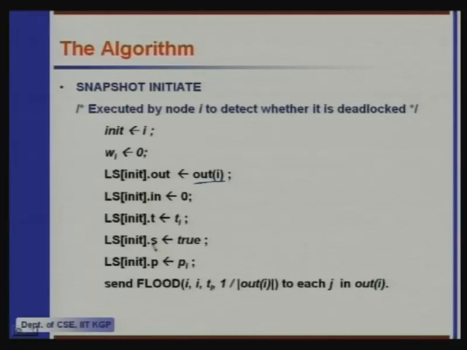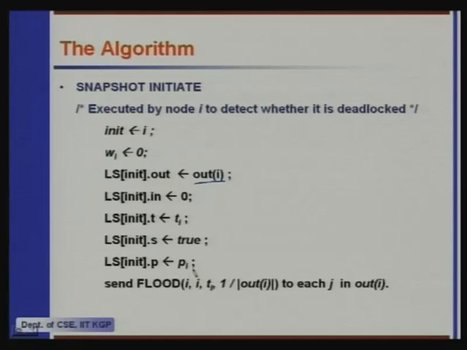Then we set the state s to be equal to true. Then we set p to be equal to pi, where pi is the number of processes on which this node is still waiting. Remember that pi changes with time, because if you remember the request access model, whenever you get confirmation from somebody, you decrement pi. Whenever a reply is given to you, you decrement pi. So, this is the current value of pi.